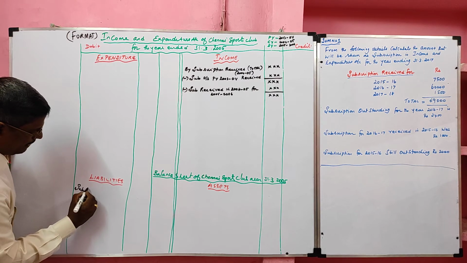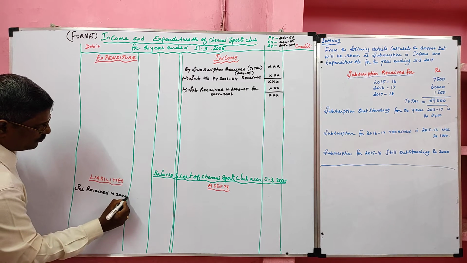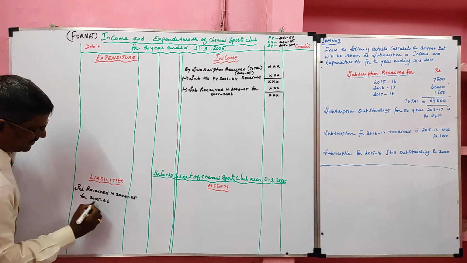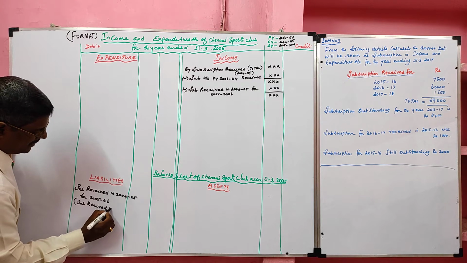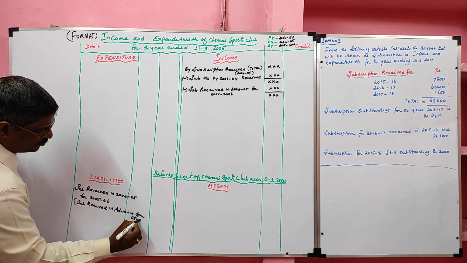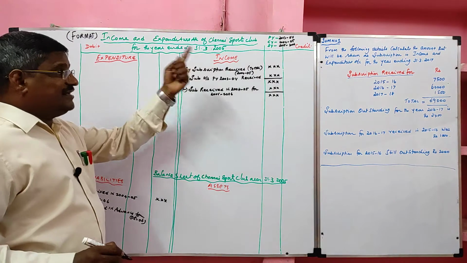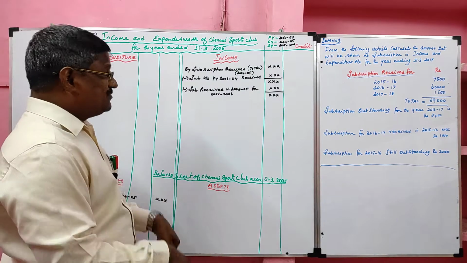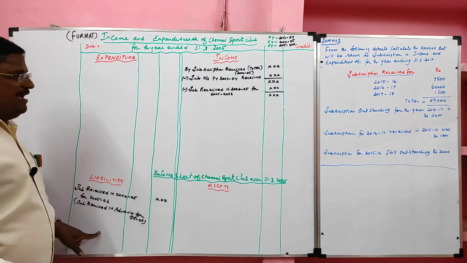Subscription received in 2004-2005 for 2005-2006, this we call subscription received in advance. Subscription received in advance for 2005-2006, that we have to write in the liability. So last year's subscription outstanding received in the current year, we deduct. Subscription received in the current year for the next year we deduct from subscription, and it will appear in the liability side.